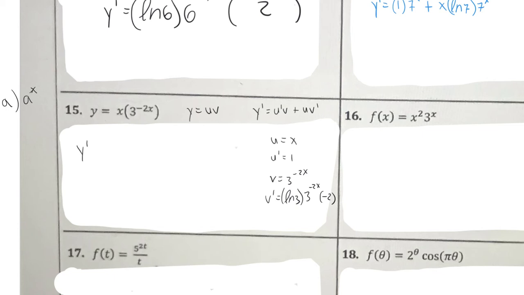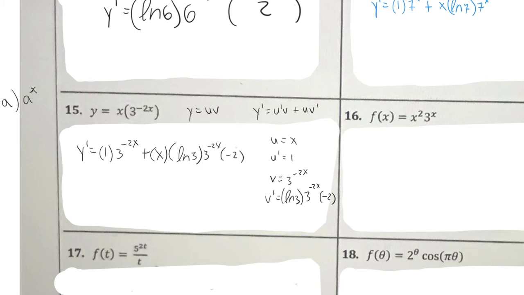So it's going to be y prime equals u prime times v. Well, u prime is 1. v is 3 to the negative 2x. Plus u times v prime. Well, u is x, right? v prime is the whole gobbledygook mess: ln of 3, 3 to the negative 2x, and negative 2. So that is that one. The final answer, for the record, doesn't need that 1 there, right?